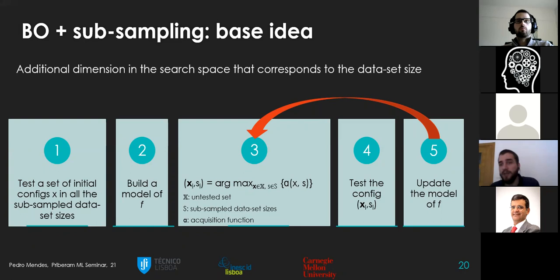Then it builds a model of the objective function, and it uses an acquisition function, but this acquisition function selects not only the configuration X, but also the dataset size S used to test or evaluate the configuration. We test that configuration using that dataset size, and then we can update the model using this information. This loop is performed until some stop condition is met.